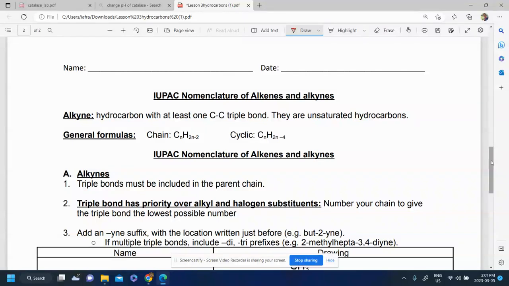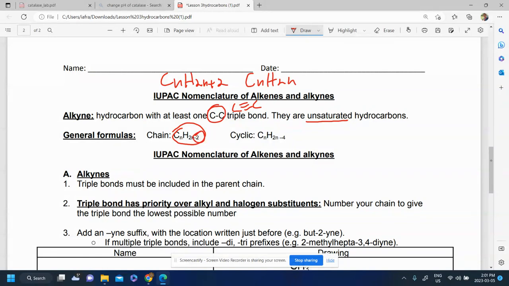In this video, we're going to take a look at how to name and draw alkynes. Alkynes are also aliphatic hydrocarbons, except instead of having a double bond or single bond, they contain a carbon-carbon triple bond, at least one. And like alkenes, they're also unsaturated. Their general formula is CnH2n minus 2. Remember, alkanes had CnH2n plus 2. An alkene had CnH2n, and an alkyne has 2 hydrogens less.